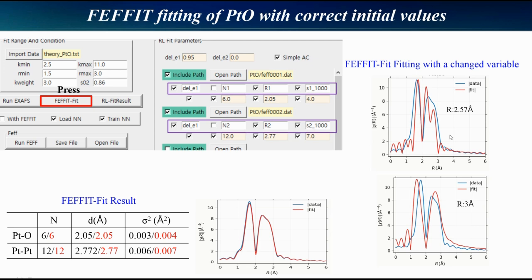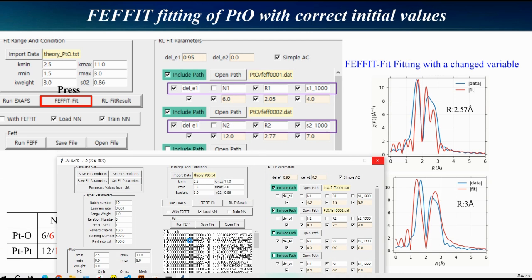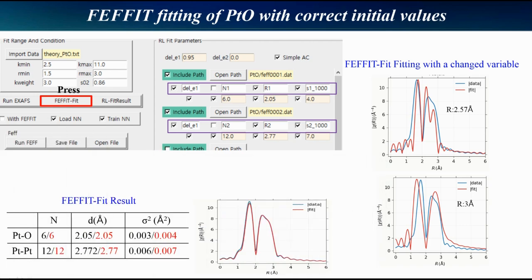To find the best fit, we change the bonding length parameters or other parameters like this. And you already know I used inaccurate values in the deep RL like this. Okay, click.